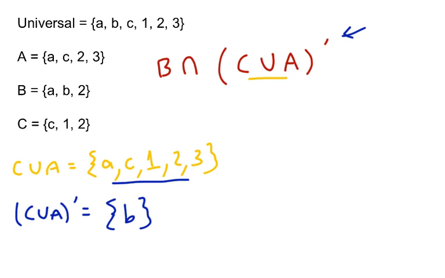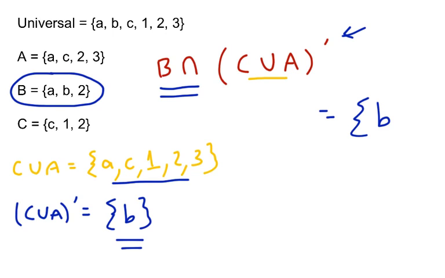Then finally, the last step in my problem is I need, where does B intersect what I just found? Well, these are the elements of B. Here's the set I just found. Where do those overlap? Where do they intersect? What do they have in common? It's only this guy right here. So, B intersect (C union A) complement is just one element, and it's the little b. That's it. Be patient and stay organized as you do these, and I think you'll do just fine.